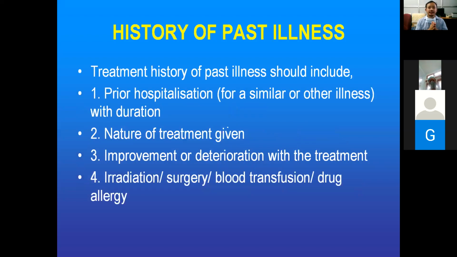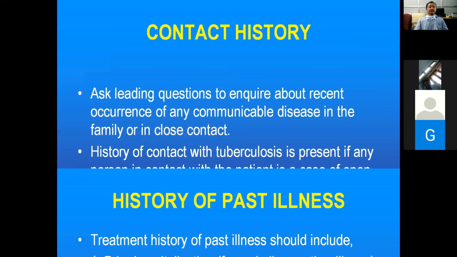The history of past illness should include prior hospitalization for similar or other illness with duration, the nature of treatment given, whether there was improvement or deterioration with the treatment, and the modalities of treatment like radiation, surgery, blood transfusion, and any drug allergy. This should be recorded in the history of past illness. Then contact history.